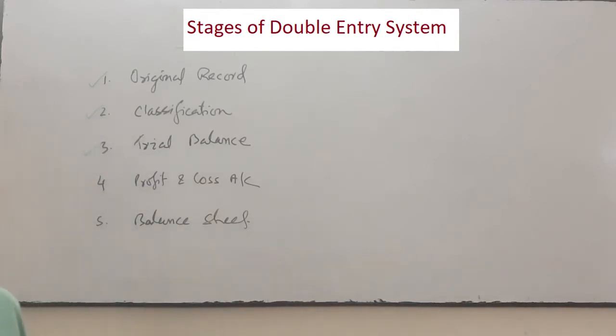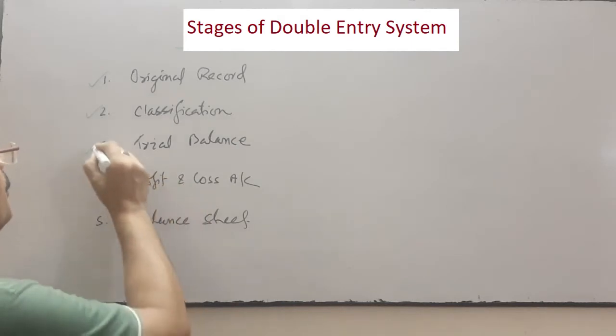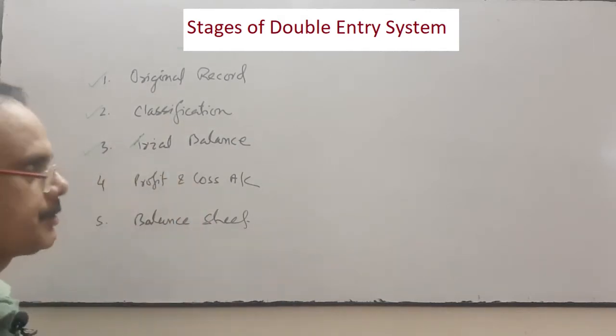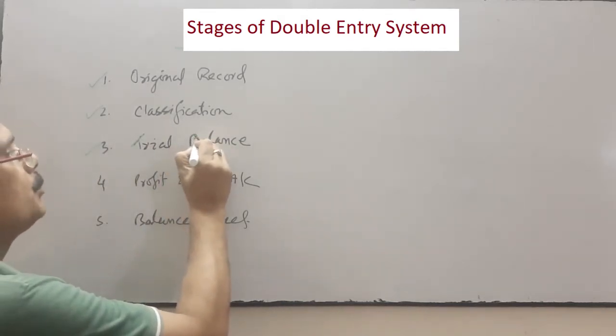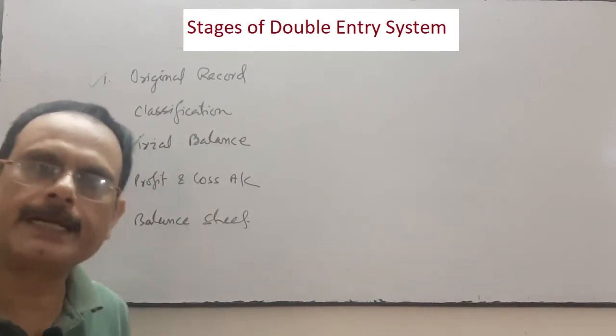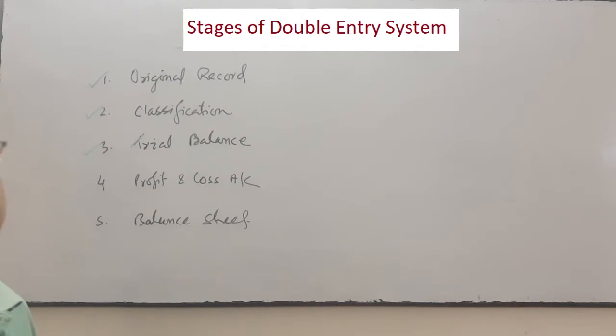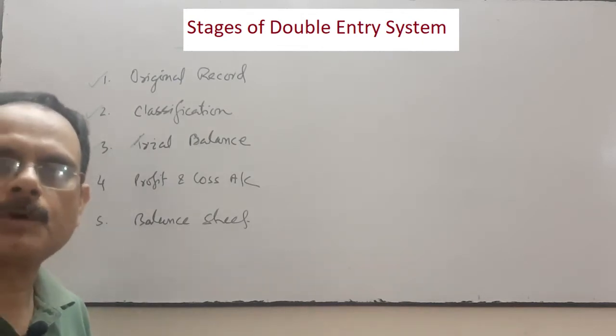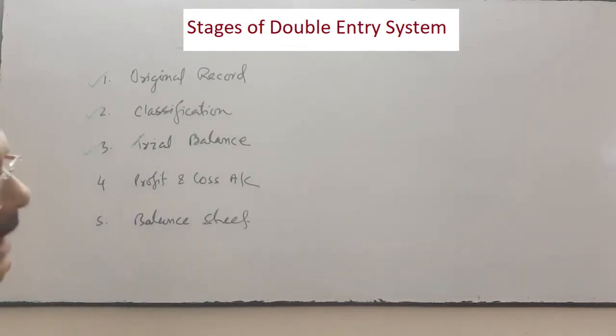To check the arithmetical accuracy, we prepare the trial balance, to check that every debit has a corresponding credit or not. If every debit does not have a corresponding credit, then our trial balance will be mismatched.